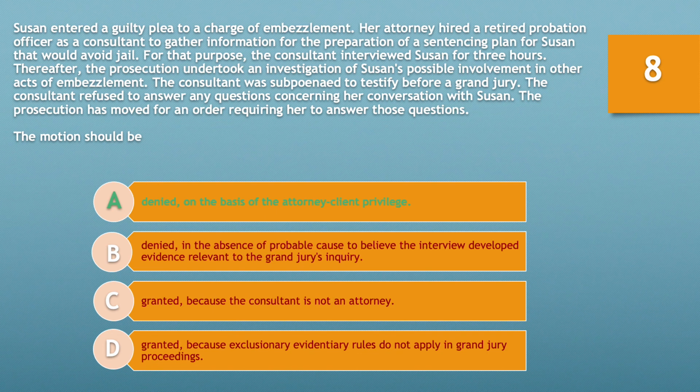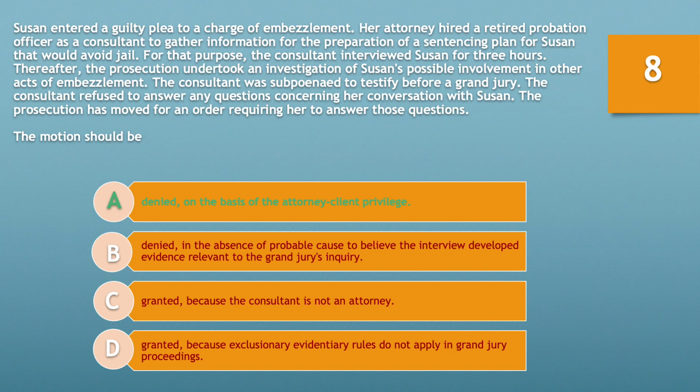If you chose option A, denied on the basis of the attorney-client privilege, you'd be correct. The rule is that any communication between attorney and client or their representatives intended by the client to be confidential and made in an effort to obtain professional legal services is privileged in all criminal and civil proceedings unless the privilege is waived by the client. In this case, the probation officer was hired as a consultant by Susan's attorney to gather information for the preparation of a sentencing plan. As such, this communication is protected by the attorney-client privilege.